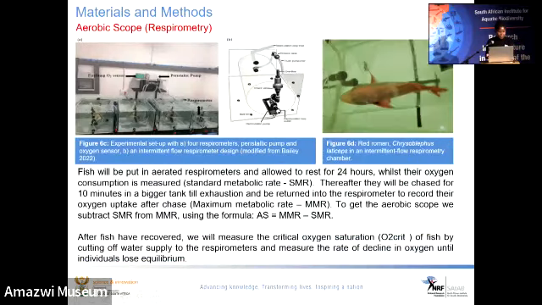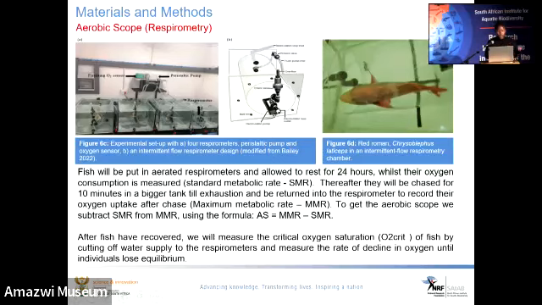Then aerobic scope. We will have to identify the standard metabolic rate of the fish when they are resting, and then the fish will be chased. After that, they will be put back into the respirometers, and then we will measure their maximum metabolic rate. To get the aerobic scope, we will subtract the standard metabolic rate from the maximum metabolic rate.